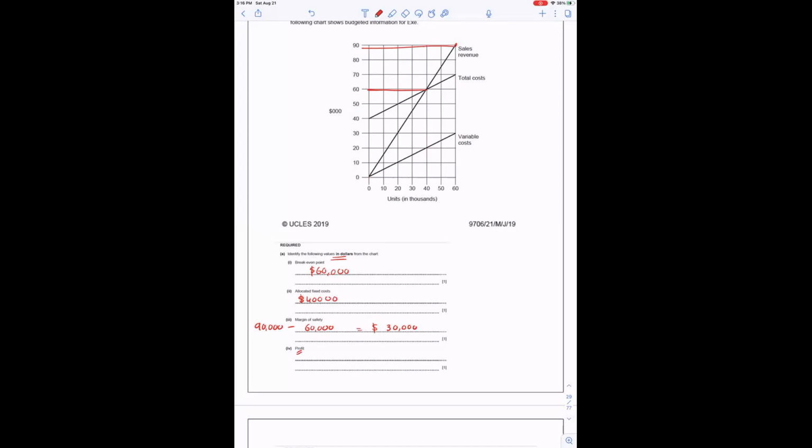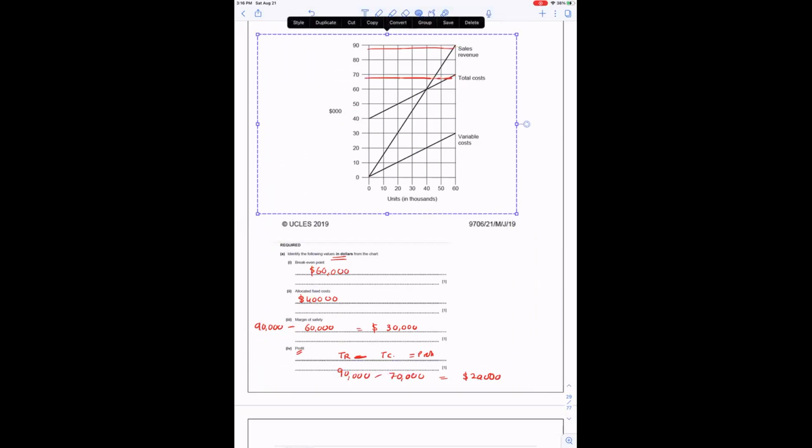Profit means that from the total revenue, when you subtract your total cost, you will get profit. What is your total revenue? Just look over here. Your total revenue is $90,000. What is your total cost? Your total cost is $70,000. So what is the profit that you will earn? You will earn a profit of $20,000.